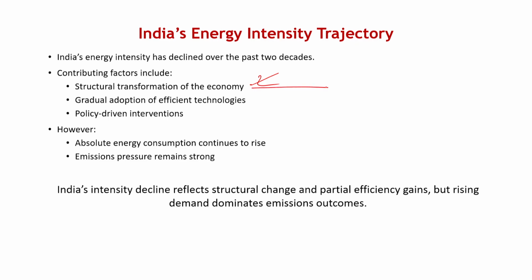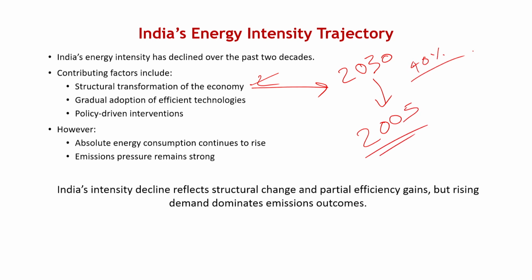And also, some of you may already know that India has taken a target that by 2030, compared to 2005, from an energy intensity perspective, it will have a 40% reduction. So that's a big target which India has taken from an energy intensity perspective, that India will reduce energy intensity.